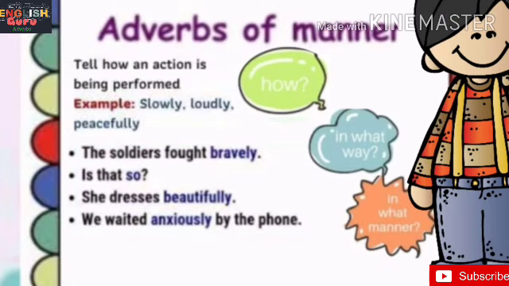Adverbs of manner. Adverbs of manner tell us how an action is being performed. They answer the questions how, in what way, in what manner. For example, slowly, loudly, peacefully. The soldiers fought bravely. She dresses beautifully. We waited anxiously by the phone. Here the words bravely, beautifully and anxiously show in what manner the action was being performed. That is why they are called the adverbs of manner.